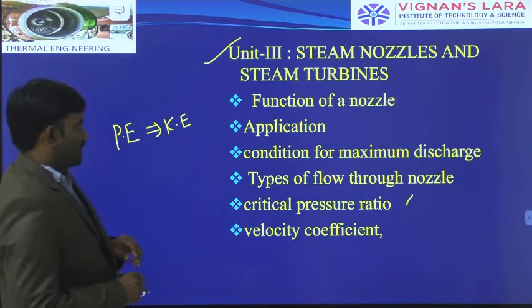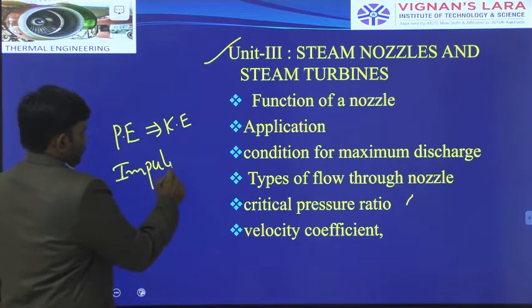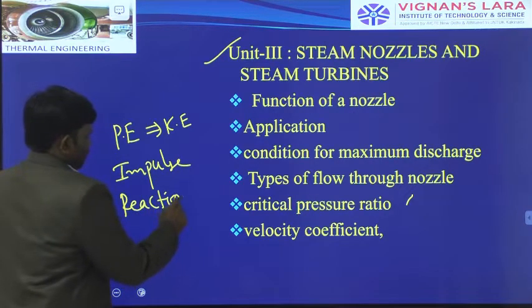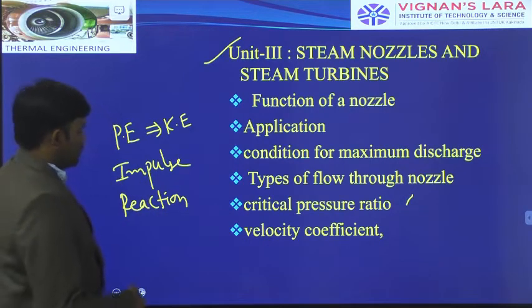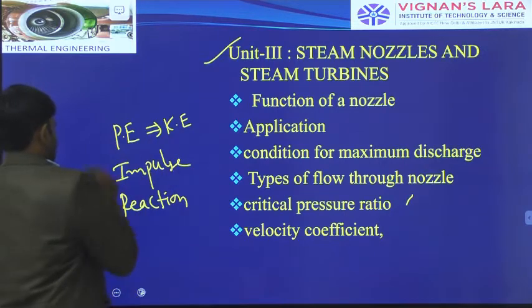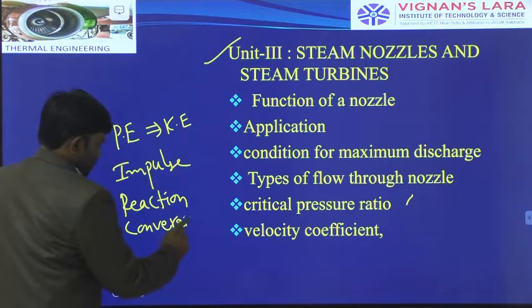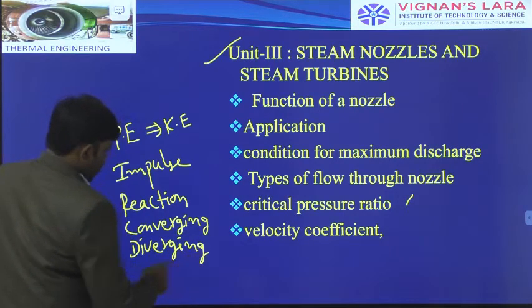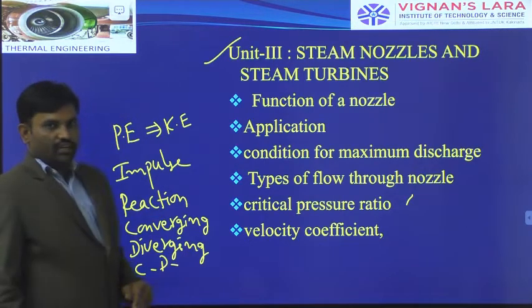We are using 2 different types of turbines. One is the impulse turbine and the second one is the reaction turbine. And in the case of nozzles, we are using 3 different types of nozzles. One is the converging nozzle, the second one is the diverging nozzle, and the third one is the converging diverging nozzle. In this manner, we are using 3 different types of nozzles.